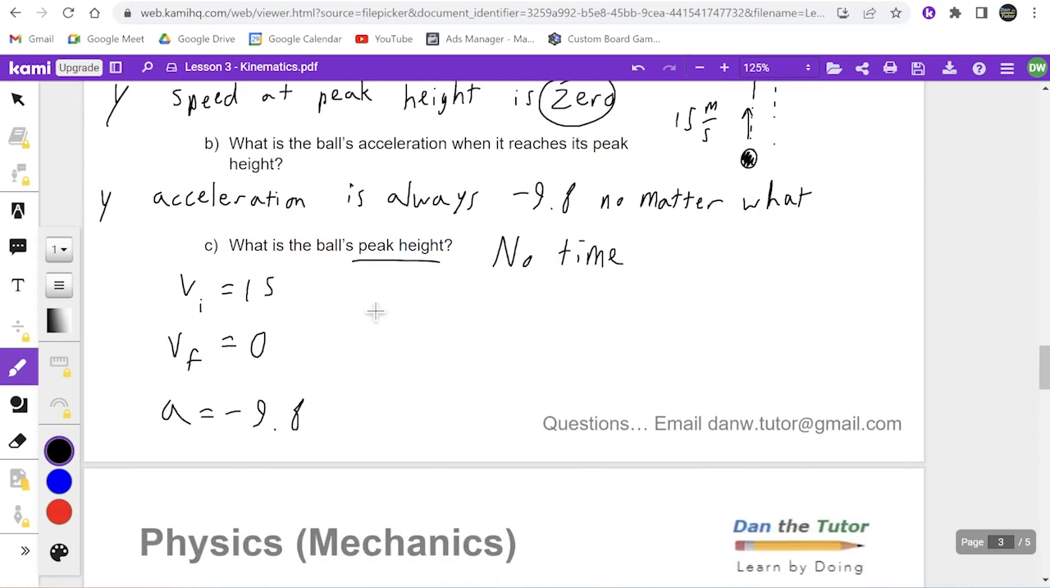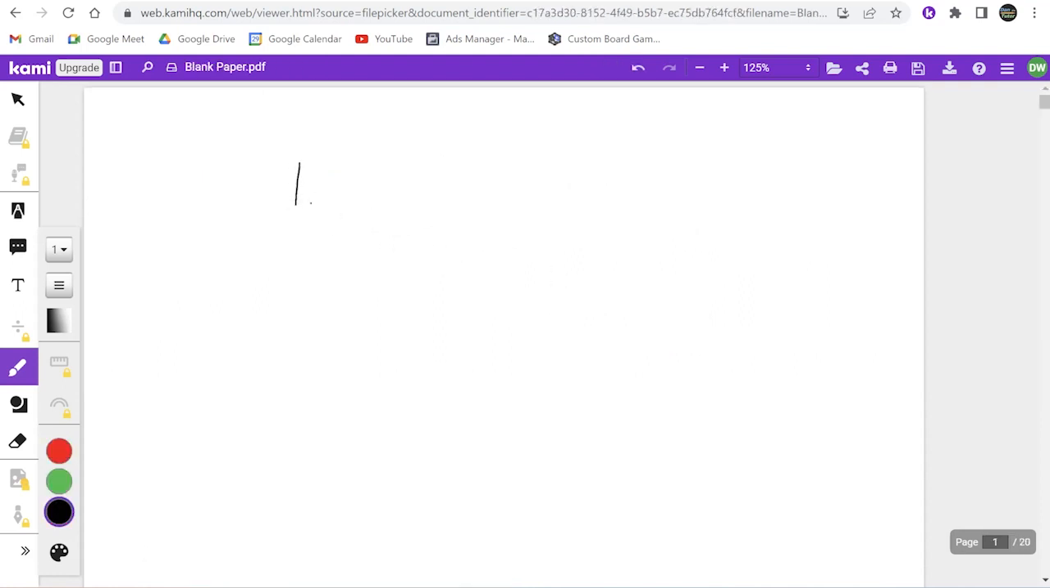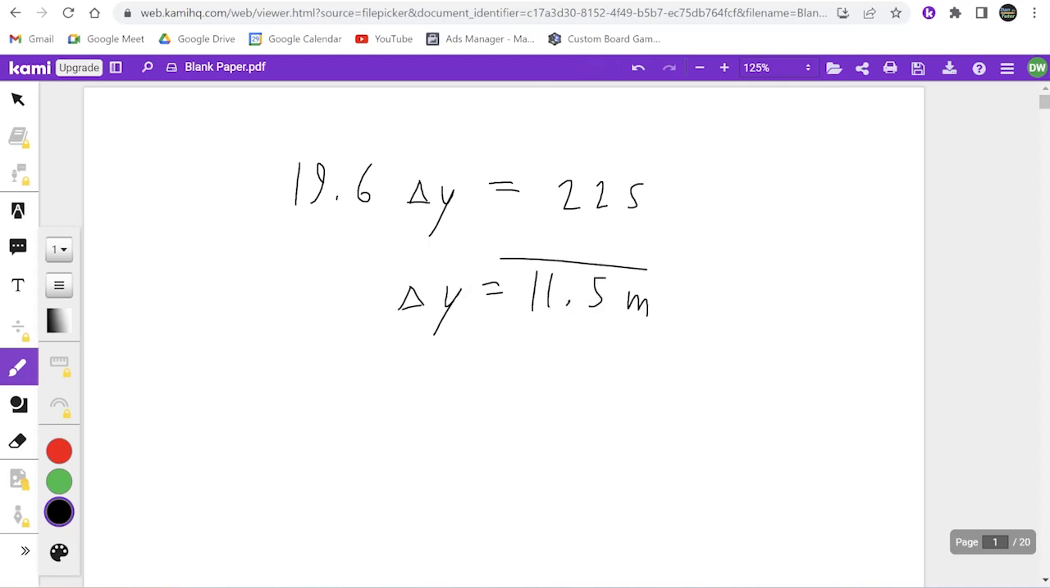So then back here, we're going to have v final squared, that's 0 squared, equals v initial squared, that's 15 squared, plus 2 times the acceleration, which is negative 9.8, times delta x, or I guess in this case, delta y, which is what I'm solving for. And now I can start plugging in the variables and solving. So 0 equals 15 squared is 225 plus, that's minus actually, 2 times negative 9.8 is negative 19.6 delta y. I feel like I don't need to explain how to solve for delta y here, but just in case, you add 19.6 delta y to both sides. 19.6 delta y equals 225. And then you just divide by 19.6. Delta y is going to equal 11.5 meters.